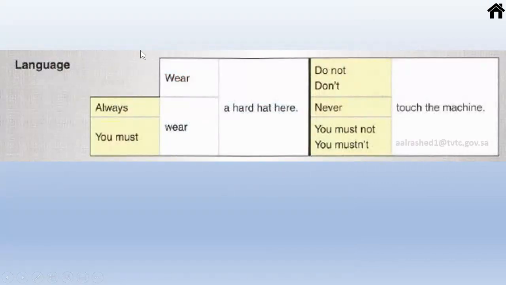And if you want to use a rule or a warning, if you want to tell someone to do something, you would use at the beginning always or you must. After that, you need to mention the verb, what you want the other person to do. And finally, the object, what exactly you want him to do. For example, always bring the book. You must bring the book.